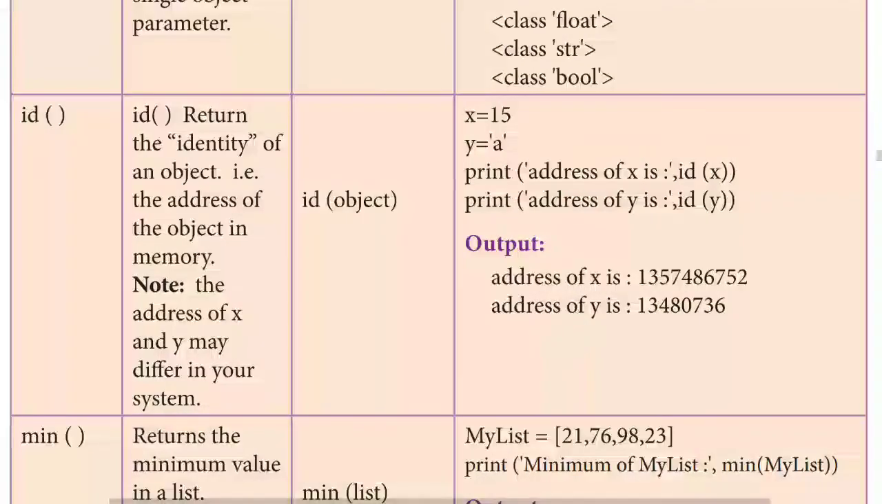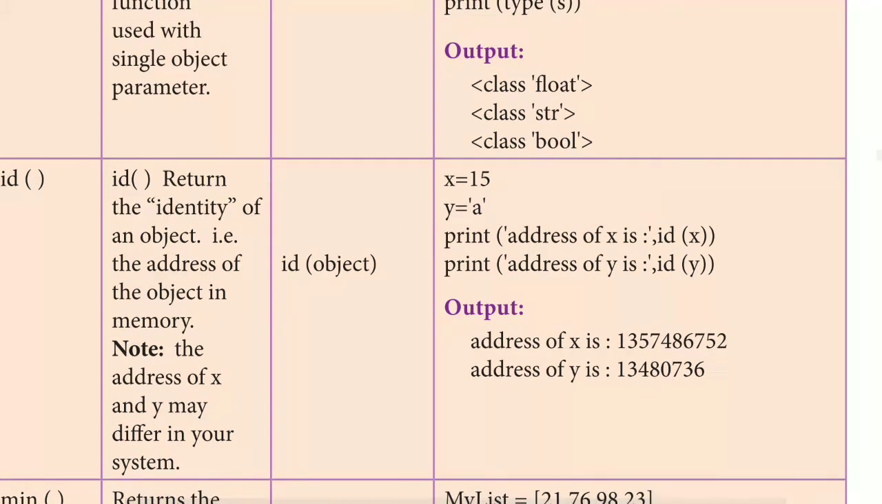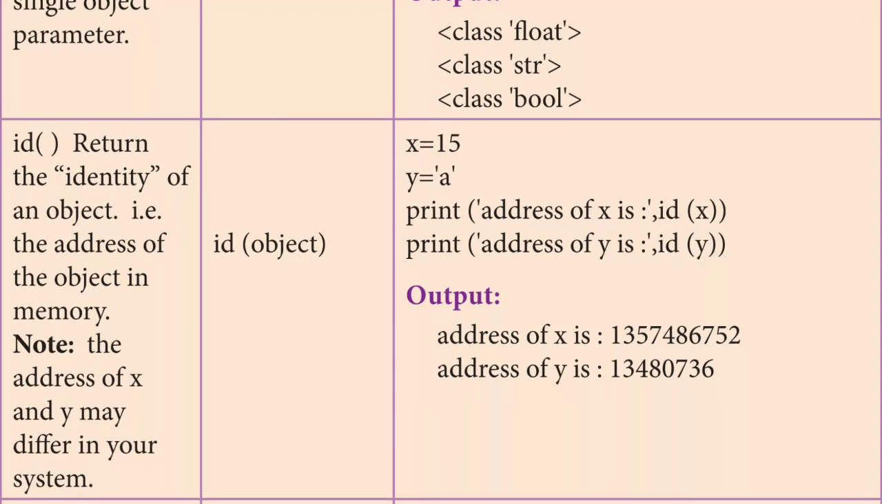Okay, next is id. Id means this will return the identity of an object, that is the address of the object. So here you can see that x is equal to 15 and y is equal to a are provided to this id, and this provides some numbers which are the address of x and y.